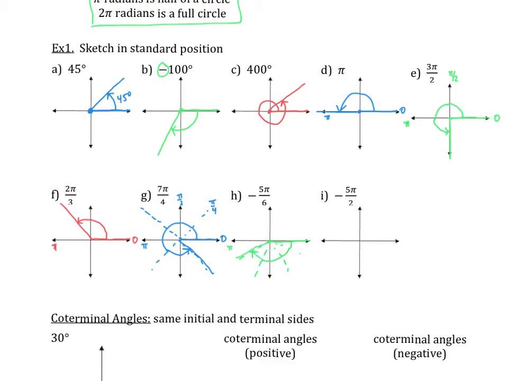If I had gone one more space, I would have gone 6 pi over 6, which goes to negative pi, which is very reasonable. Okay, one more. Okay, negative 5 pi over 2. Let me start from my initial side.